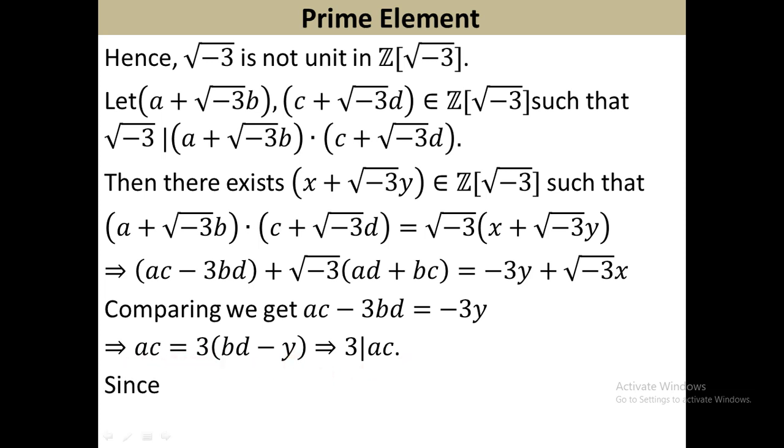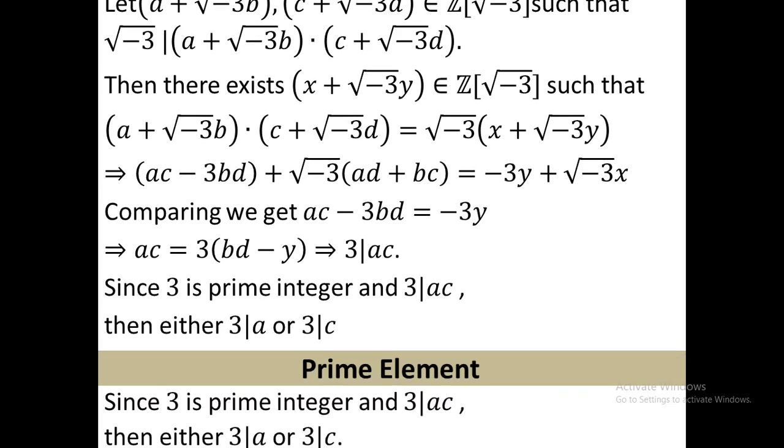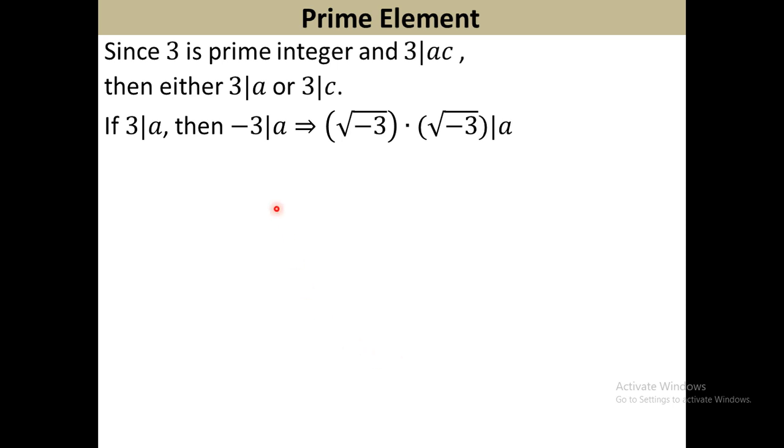So 3 divides AC. Since 3 is a prime integer, therefore 3 divides AC implies that either 3 divides A or 3 divides C. If 3 divides A, then minus 3 also divides A. Again minus 3 equals square root of minus 3 times square root of minus 3. Actually we get this from the definition of multiplication in Z[√-3]. Again square root of minus 3 divides square root of minus 3 into square root of minus 3, and this divides A. Therefore we can conclude that square root of minus 3 divides A.